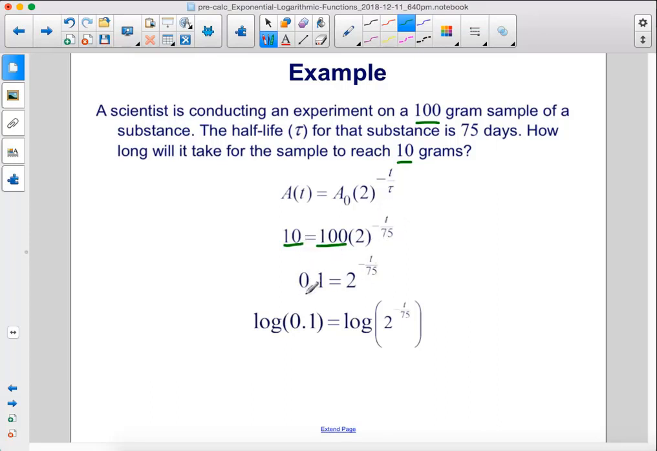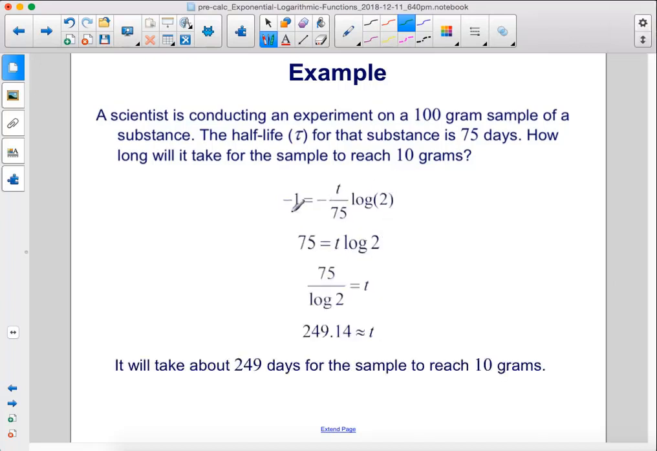So when we solve this, we get 0.1, because we divide both sides by 100. 0.1 equals 2 to the negative t over 75 power. Take the log of both sides, and we'll continue on the next slide. So we get negative 1 on the left, and negative t over 75 times log 2 on the right. Then we multiply both sides by 75, actually negative 75, so we cancel out those negative signs. And then we divide both sides by log 2. We put this in our calculator, and we get t is approximately equal to 249.14, which is how many days it will take for the sample to reach 10 grams.